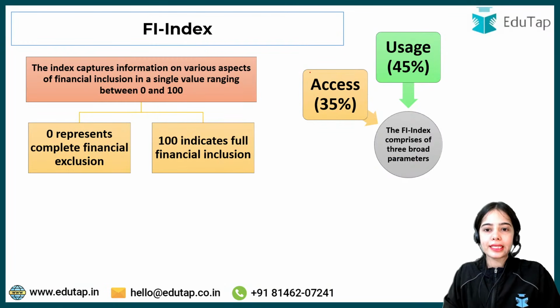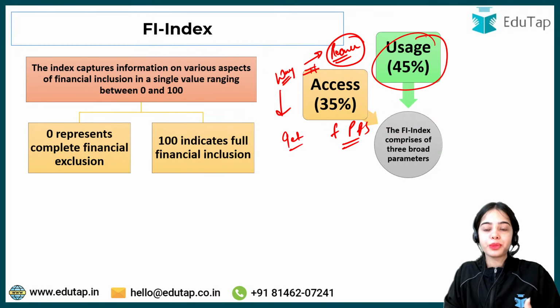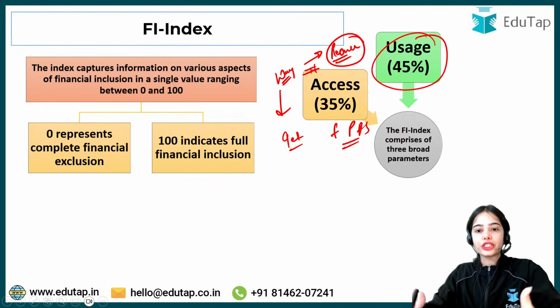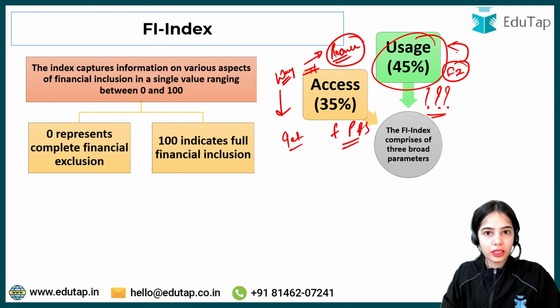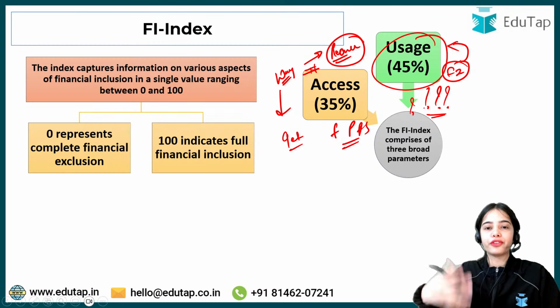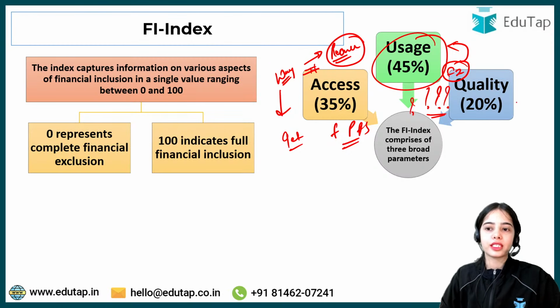So access means that you have a way to get the financial products and services. Usage means, if you have the reach of these products and services, are you using them? Do you have the awareness, the knowledge, the financial literacy to be able to use them? Have the government or the different regulators spread financial awareness for people to use these products and services? Then last is quality.